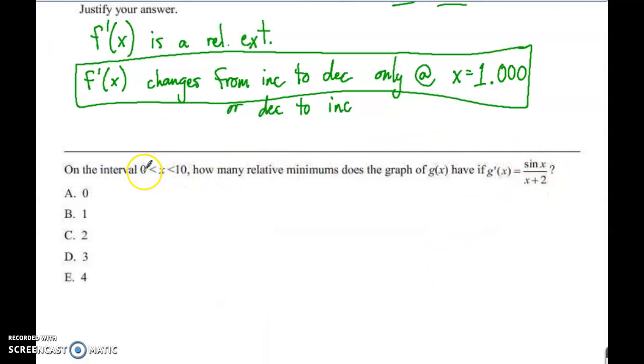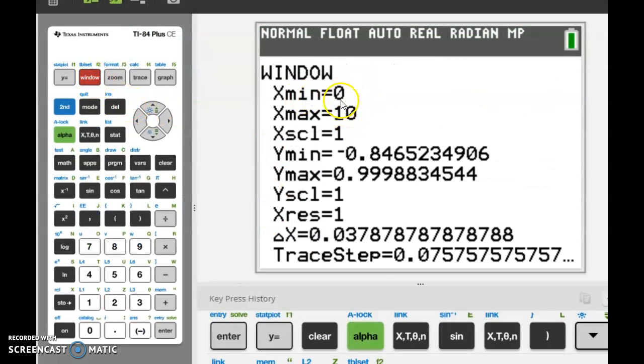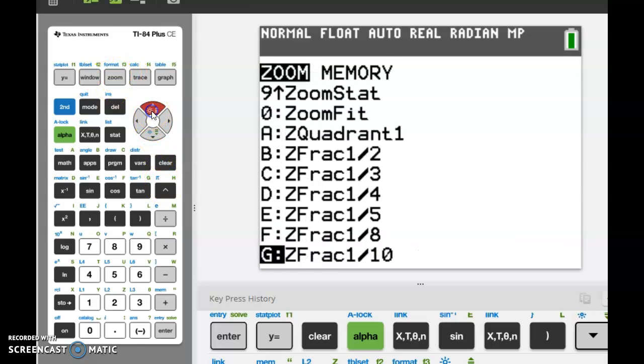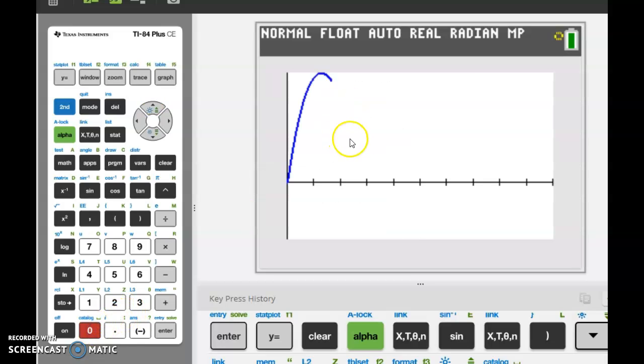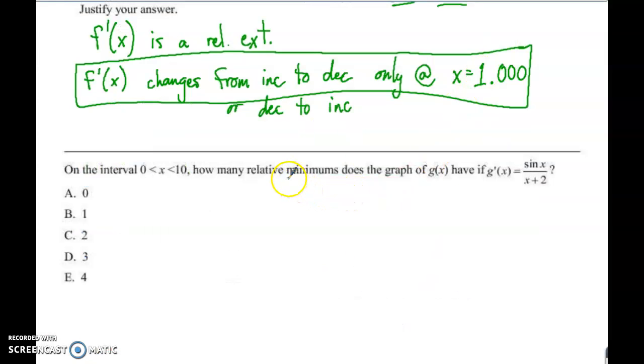And we still only care about from 0 to 10, but now my window has changed. Well, my window hasn't changed yet, but my graph has, so I have to go back and check my window. My window is still 0 to 10. You might want to change that if it were a different problem. But now hit zoom 0 to fit in the screen. And what I care about in this problem is not just crossing the x-axis. We only care about mins.